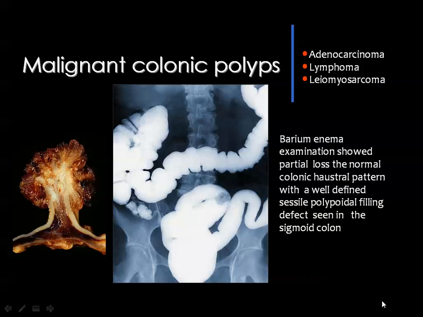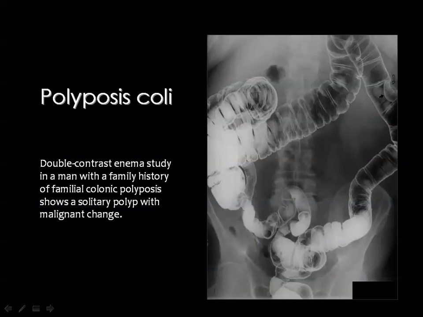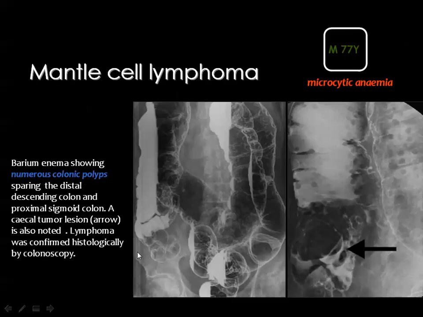And this is usually a sessile lesion. You cannot see a pedicle. It appears as a filling defect in the barium enema, and it may be associated with significant thickening of the adjacent colonic wall. And you see this is a sessile filling defect in the proximal part of the descending colon with thickening of the related colonic wall.